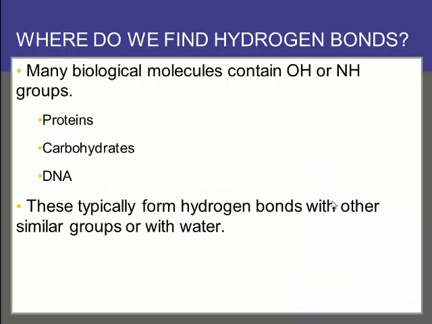So we find hydrogen bonds all over the place. There are many biological molecules that contain OH or NH groups, and these are proteins, carbohydrates, DNA. They typically form hydrogen bonds with other similar groups, either themselves or with water. And we're going to talk about all 3 of these in their own chapter later on in this textbook.